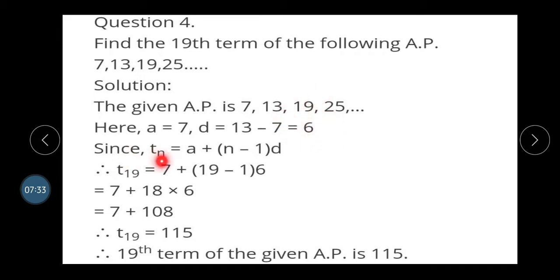So we'll write our formula: Tn equals A plus n minus 1 into D. Therefore T19: n is 19, A is 7, n minus 1 is 19 minus 1, D is 6. We have substituted our values. T19 equals 7 plus 19 minus 1 into 6. 19 minus 1 we will get 18. 18 into 6 we are getting 108. Adding 108 to 7 we are getting 115. So students, the 19th term of the given AP is 115.